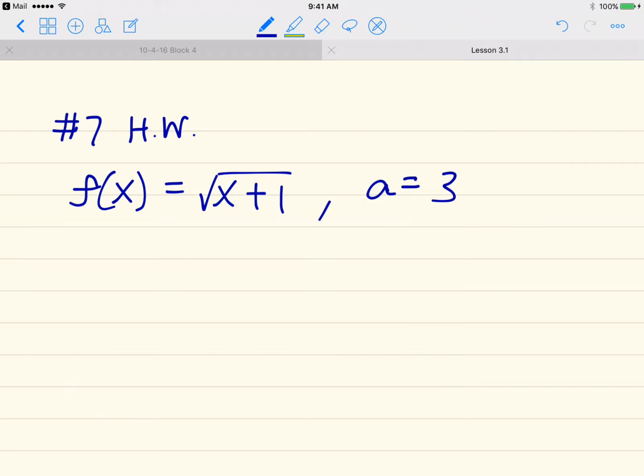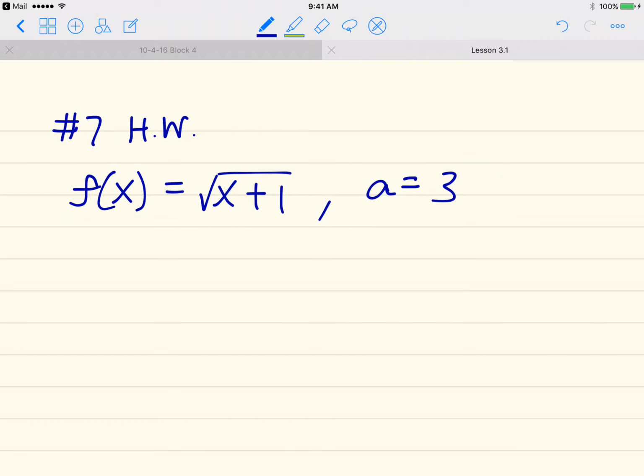Alright, class, now let's take a look at number 7 from our homework. This is from page 107. We're asked to find the derivative of the function f of x, defined to be radical x plus 1, at this particular a value. We'll do that at the end. We'll find the derivative of this function first, and then we'll substitute a in place of x.